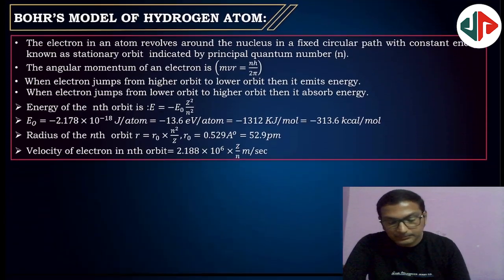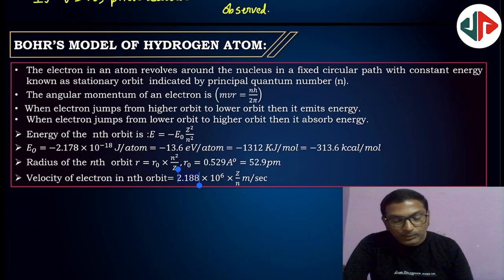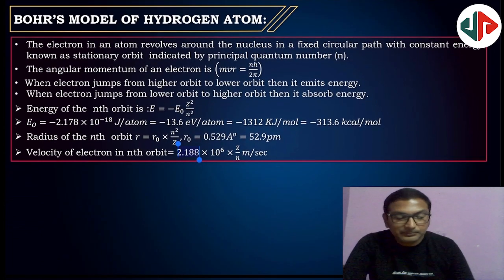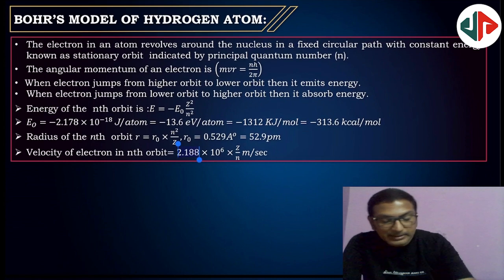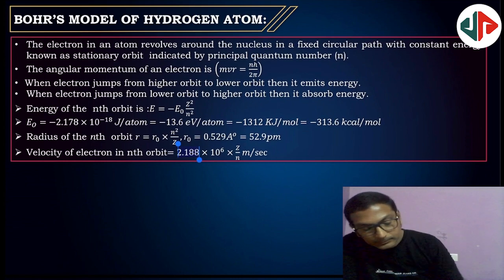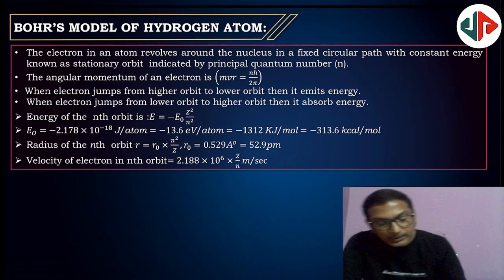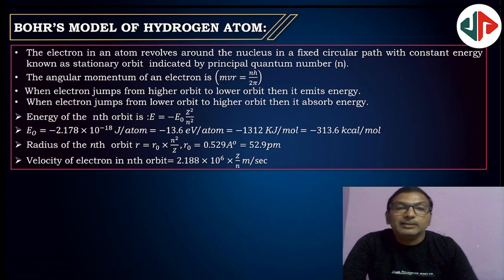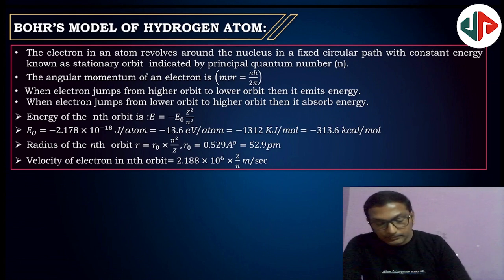Next one. Bohr's model of the hydrogen atom, or we can say hydrogen spectrum. According to Bohr's model, electrons are revolving around the nucleus in definite circular paths, which are known as orbits. Next, orbits are designated with letters or numbers. Here I will write.